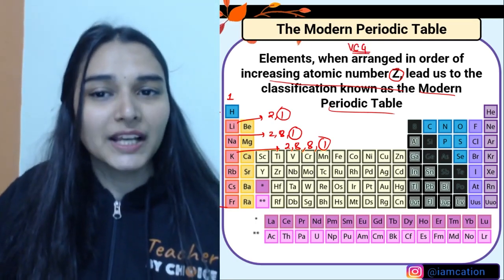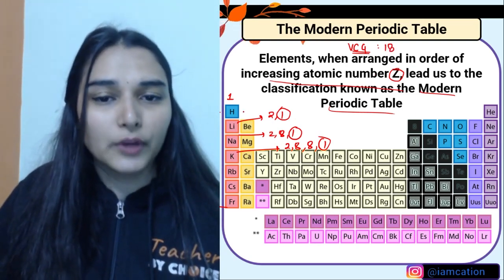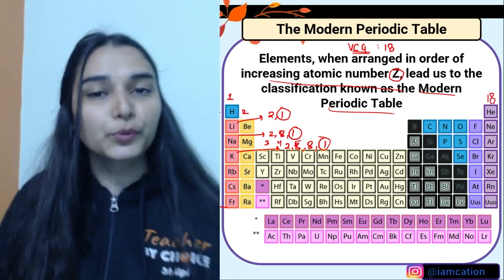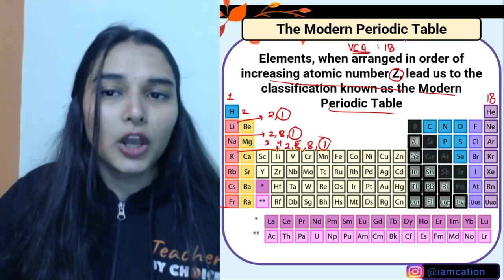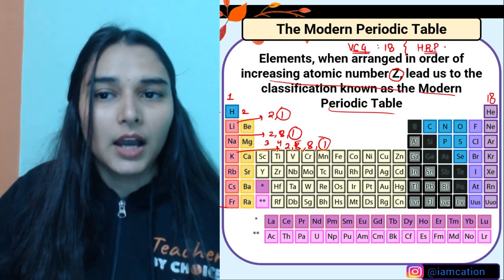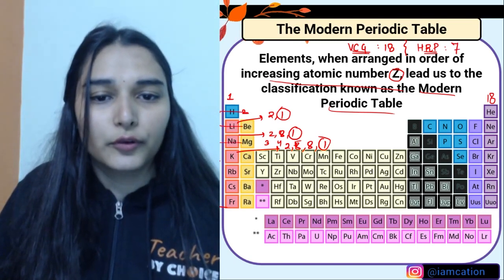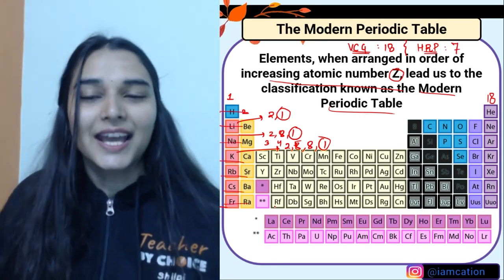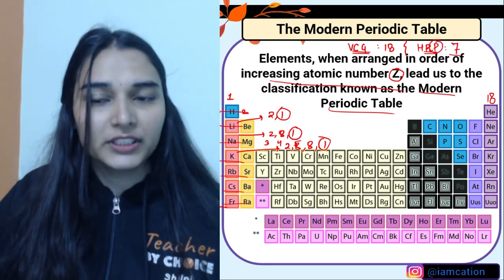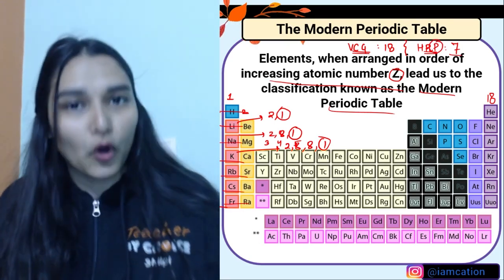So vertical columns are known as what? Groups. So how many groups are there? 18 vertical columns you can see, starting from 1, 2, 3, 4, 5, and so on, and this is your last group, group number 18. So how many vertical columns? 18 groups. Then horizontal rows. How many horizontal rows? 7. These are the horizontal rows: first, second, third, fourth, fifth, sixth, and seventh. So 7 horizontal rows known as periods were there. Remember this word, they are known as periods. So 7 periods and 18 groups were there in the modern periodic table.